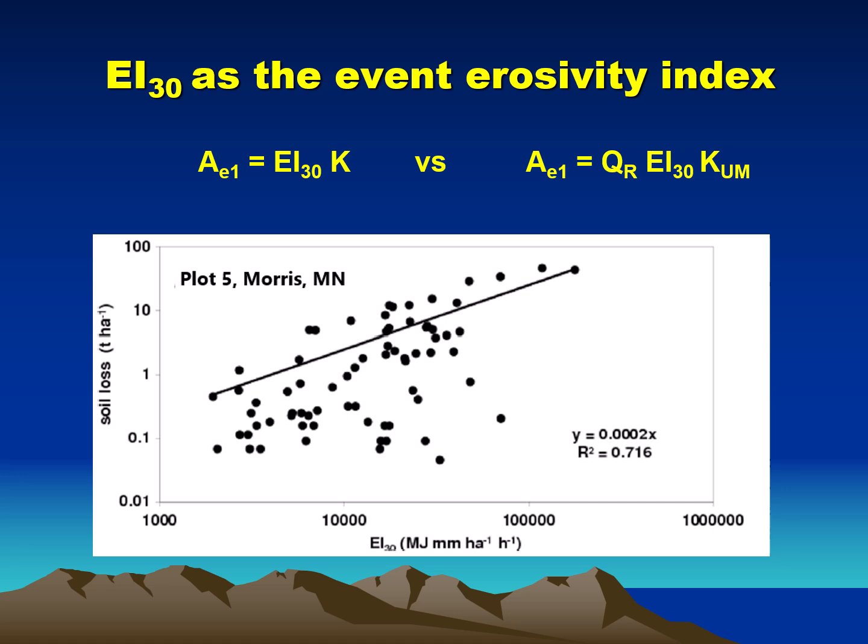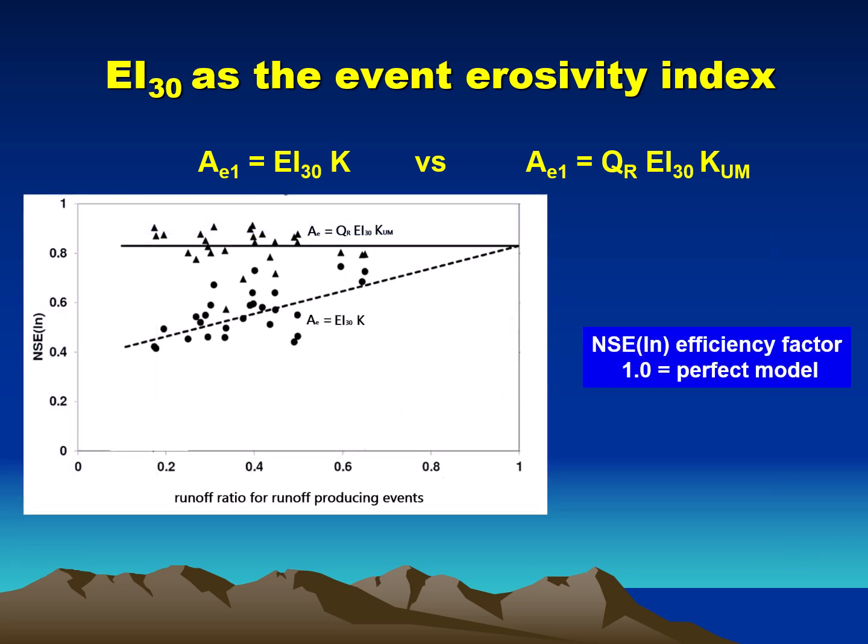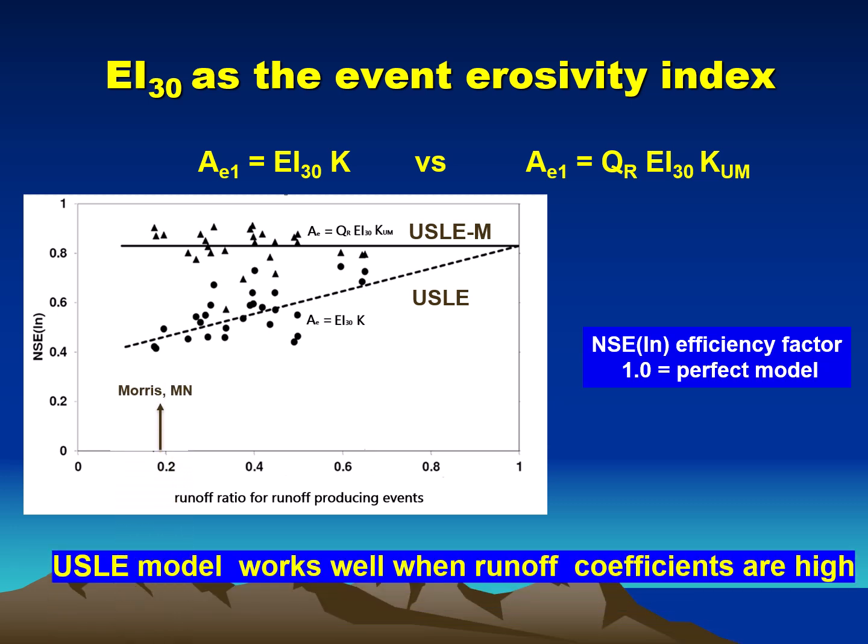If we go back to that plot at Morris, Minnesota, as you can see, using the QREI30 index gives a much better relationship to soil loss than when EI30 is used. This is the Nash-Sutcliffe efficiency factor plotted for the two models. The top one is for the USLEM and the dotted line is for the USLE. Basically this shows that the USLE model works well when the runoff coefficients are high, but less well when the runoff coefficients are low, as in the case of Morris, Minnesota.